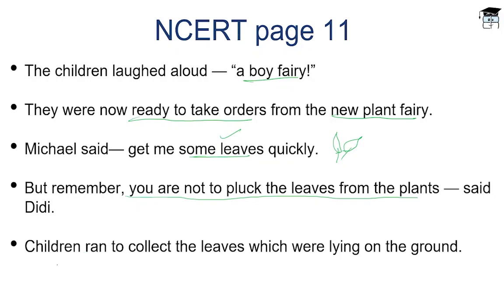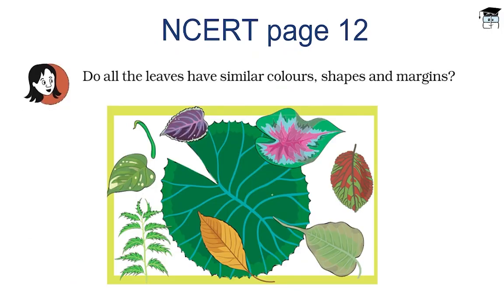Okay, so what happens? Children ran to collect the leaves which were already lying on the ground. That means the leaves that were present on the ground. Children ran to collect those leaves and they did not pluck out the leaves from the plants. Then what happens? Now look at this picture. These are all the leaves collected by the children.